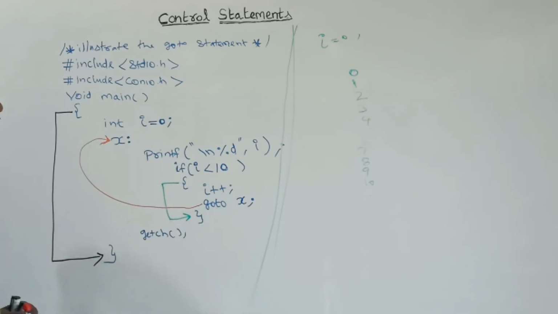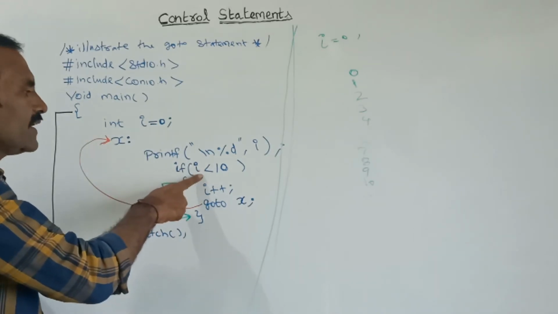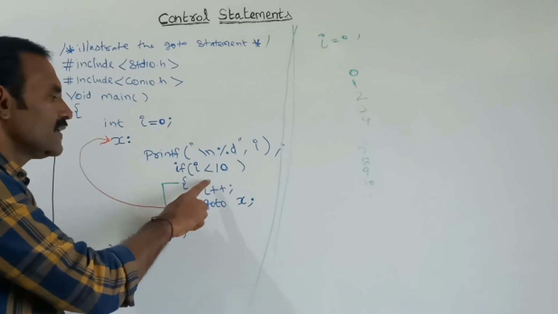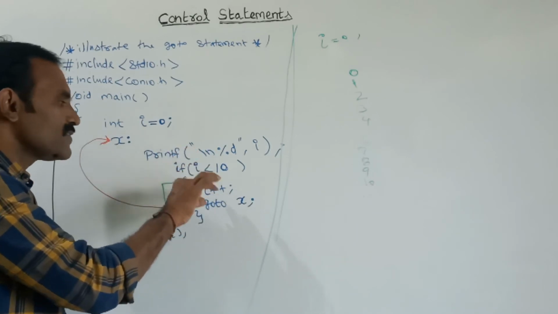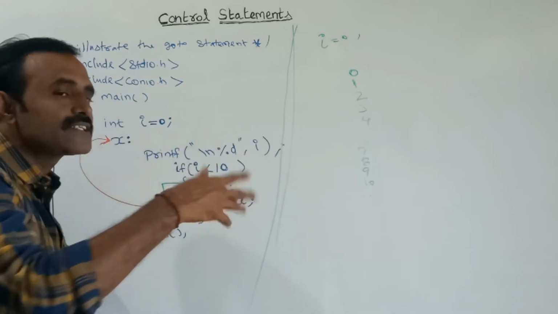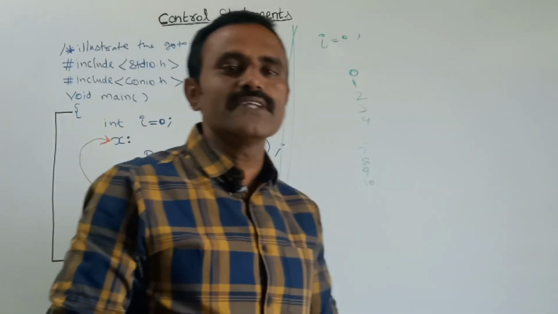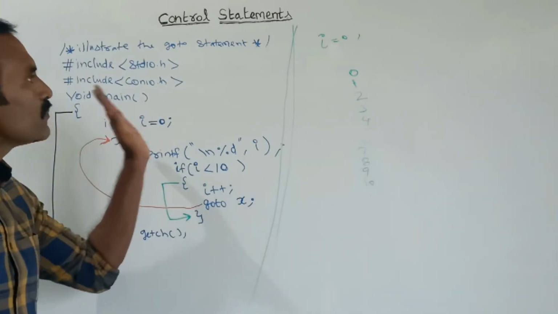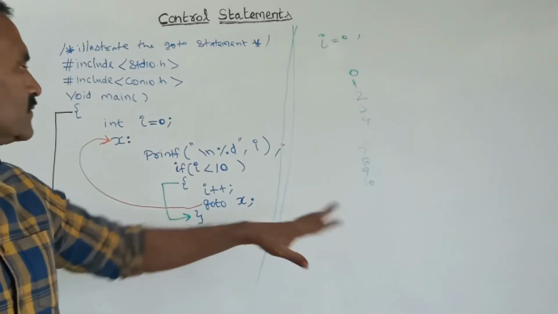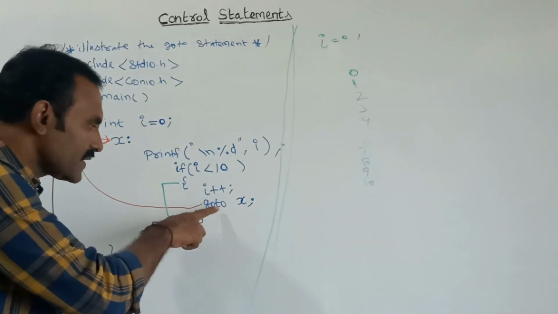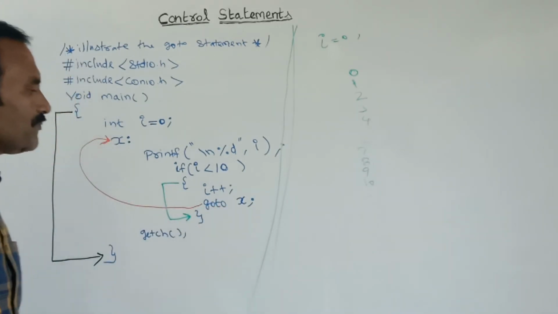So if you need to print the value from 0 to 10, here you should use the condition lesser than 10. If you use lesser than or equal to 10, when it is 10, at that time also it will be incremented and it will go to x and it will print the next value of i, that is after the 10, the 11 will be printed. So this program is used to print the value from 0 to 10. So here you should use lesser than 10. So in this way this goto x statement works.